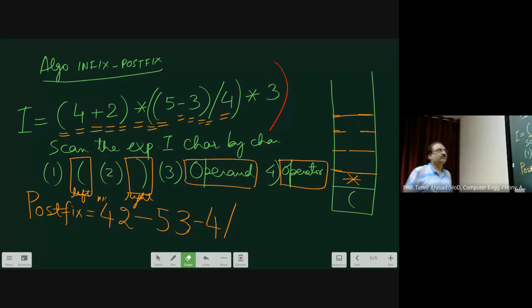Then I get a multiplication sign. I'll push. Now here is the thing I've been telling you.